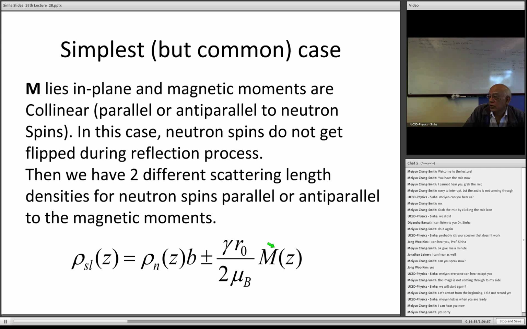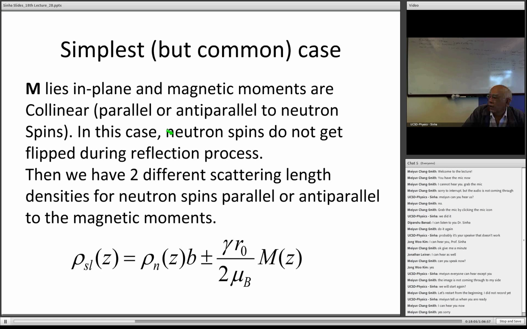So the simplest case, which is actually quite common, is when the magnetization lies in plane with in-plane anisotropy for the magnetic film, and the magnetic moments are collinear. That means you can arrange them to be parallel or anti-parallel to the neutron spins. So in this case, the neutron spins do not get flipped during the reflection process. We'll see that since you have m dot sigma, if you have a perpendicular component of sigma to m, there's a plus or minus quantum spin lowering or raising operator that's involved in that dot product, and that will cause the neutron spin to flip. And so perpendicular components, as we will see, will give you spin flip scattering. But in the case where the magnetization is parallel or anti-parallel to the neutron spins, the neutron spins will not get flipped.